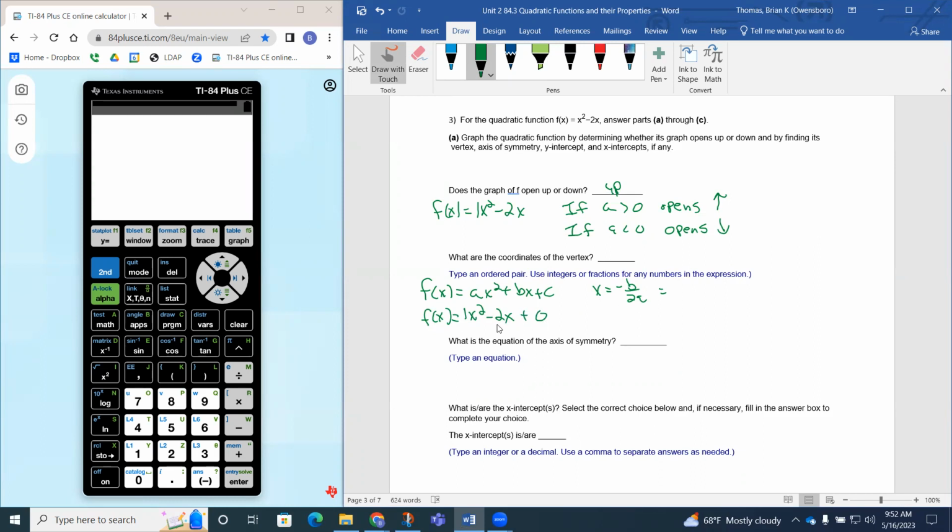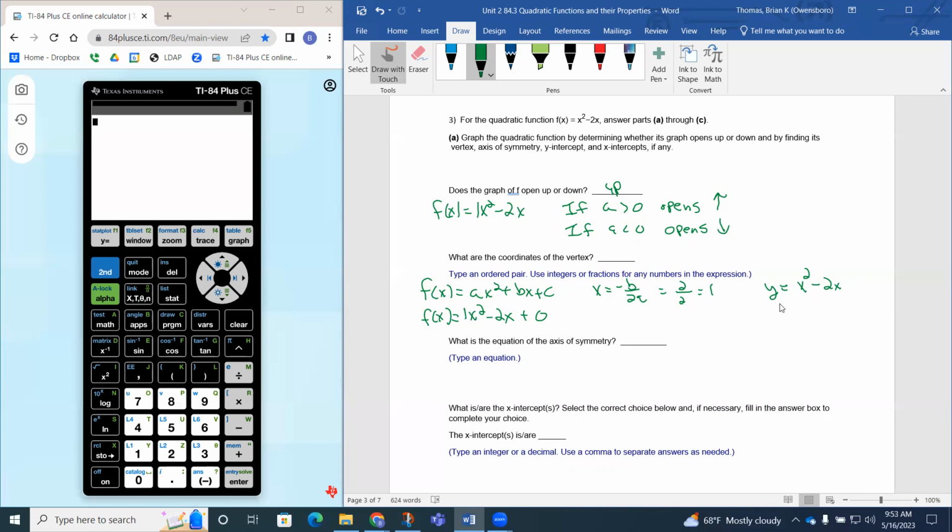So notice that our b is a negative 2, so I have to take the opposite of negative 2, which is a positive 2, and divide that by 2 times a, and since a is 1, 2 times 1 would be 2. Then I simplify: 2 divided by 2 is 1. And then to find the y value, we have to substitute the 1 in for x. In my formula, x squared minus 2x, remember, f of x is function notation for y. So that's the same thing as y equals x squared minus 2x.